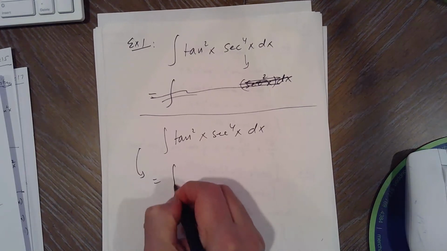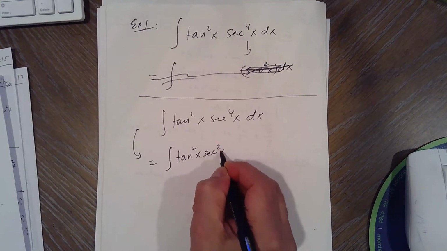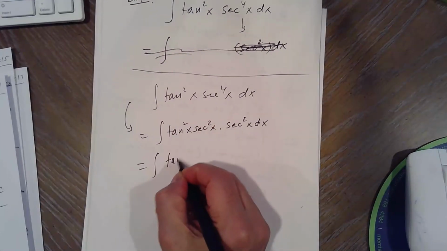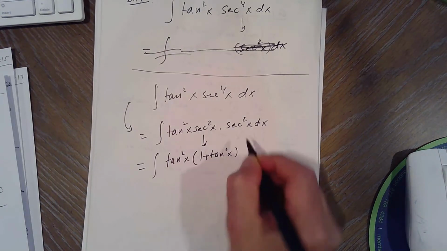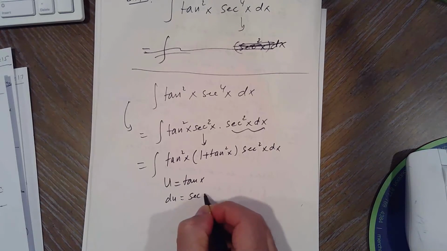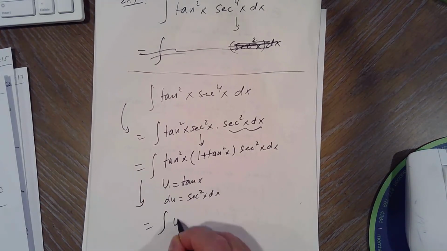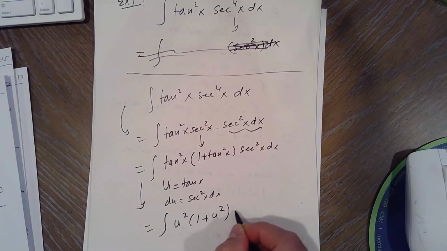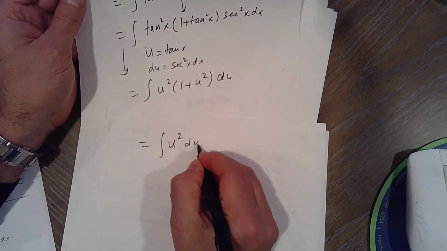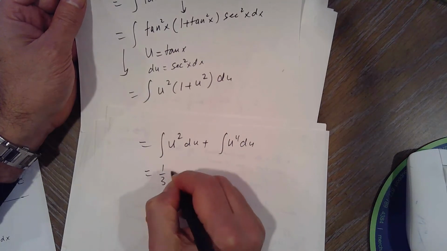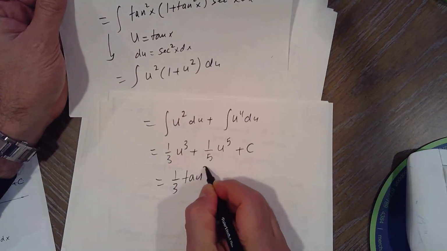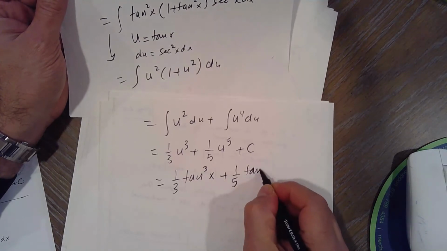So we're going to split off secant squared. So we're going to have tangent squared x secant squared x times secant squared x dx, and then we're going to use the identity secant squared is 1 plus tangent squared. So tangent squared, and this guy is 1 plus tangent squared, and then this guy is secant squared x dx, and then we let u equal tangent, so du is secant squared x dx, so we get u squared times 1 plus u squared du, and this would be the integral of u squared du plus u^4 du, which is 1/3 u cubed plus 1/5 u^5 plus c. This is not acceptable as an answer. You need to go back to the original: 1/3 tangent cubed x plus 1/5 tangent 5th x plus c.